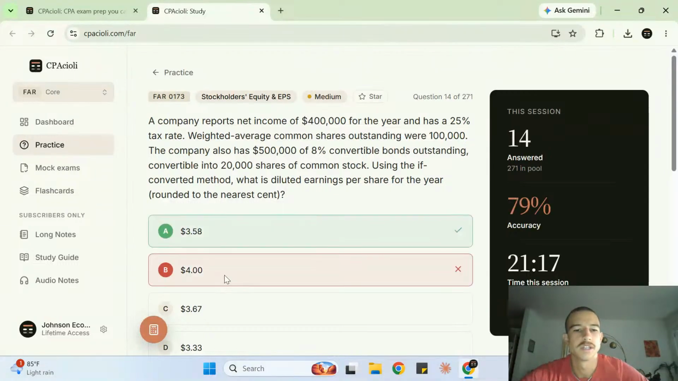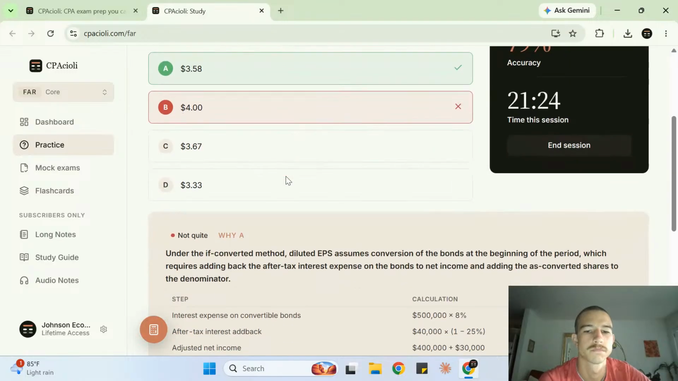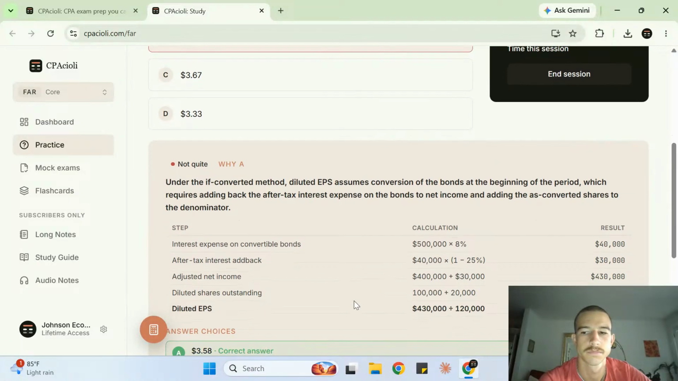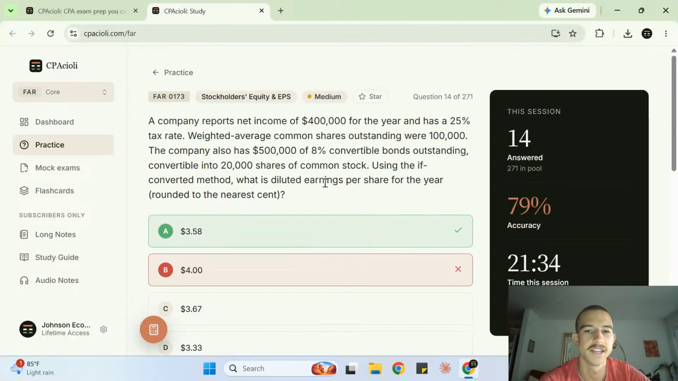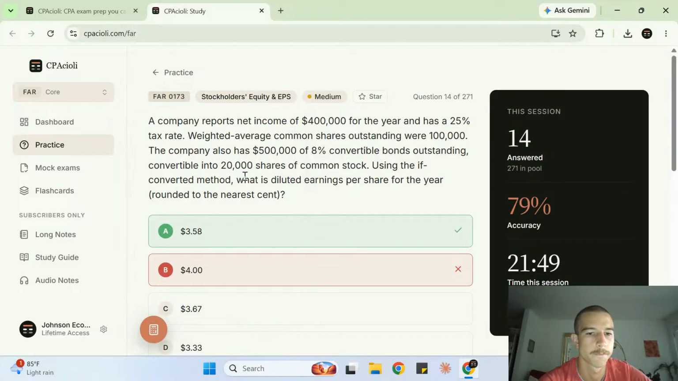Let's see. Dang. Okay, I thought I had it right. Oh, you added. I subtracted it. Dang it. All right, let me try this again. I also messed up something anyway. I forgot the tax rate, but let's just see. See, I still would have missed it because of the tax rate.